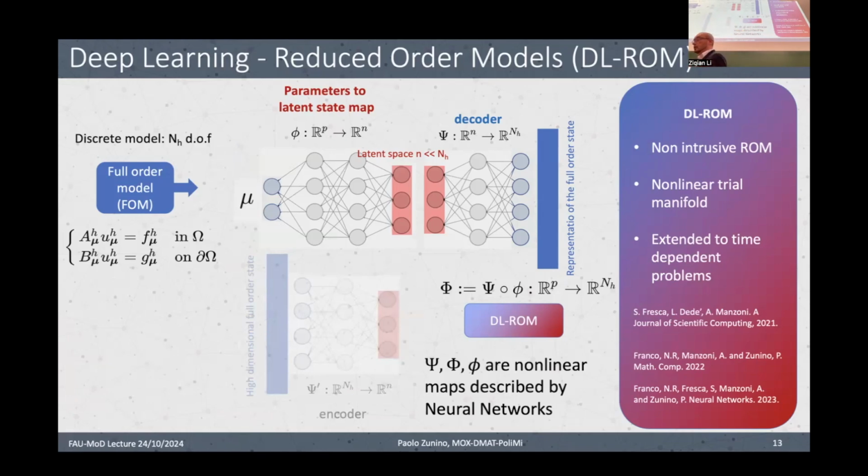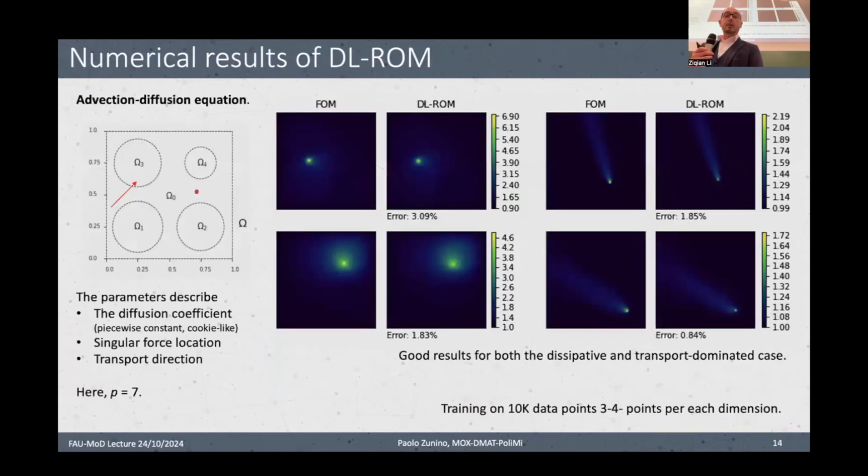So this is entirely non-intrusive again. This is also entirely based on nonlinear transformation. So basically, it represents our high-dimensional problem into a low-dimensional nonlinear trial manifold, and is based on the combination of three neural networks: the encoder, the decoder, and the parameter to latent space mapping. And this idea has been originally proposed, at least in our context, by Fresca and Manzoni, and then we collaborated with Manzoni and Franco to consolidate this idea and also make some analysis that I will present in a minute.